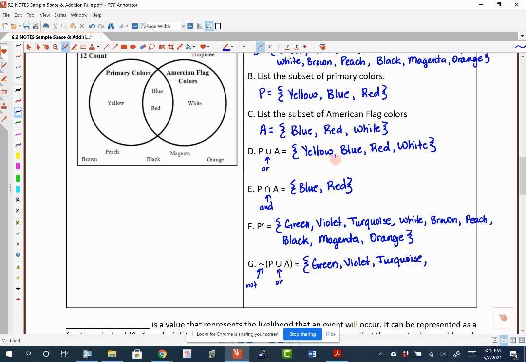So we don't want it to be yellow, blue, red, or white, which is everything that's inside of those Venn diagrams. So now I'm going to do everything that's underneath. So we have brown, peach, black, magenta, and orange. So hopefully after doing those, that vocabulary means a little bit more with some examples there. But again, if you have any questions, please let me know.